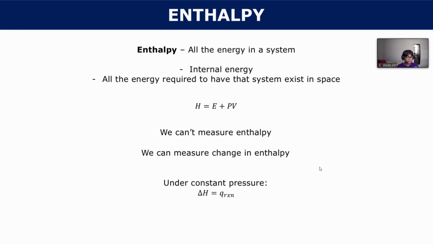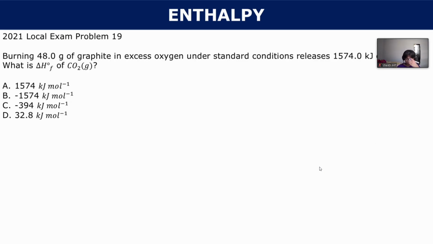I don't like this definition a lot, because you're going to notice soon that the change in enthalpy is going to be in units of energy over mole, and the unit of Q, which is heat, is just going to be some energy unit. We'll see why that becomes a problem in this practice problem. Burning 48 grams of graphite in excess oxygen under standard conditions releases 1,574 kilojoules of heat. What is the change in enthalpy of CO2 gas?